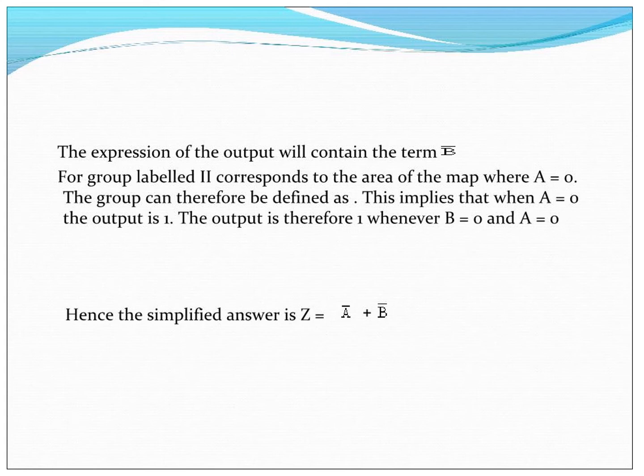Group label 2 corresponds to the area of the map where a is equal to 0. The groups can therefore be defined as when a is equal to 0, the output is 1. The output is therefore a 1 whenever b is equal to 0 and a is equal to 0. Hence, the simplified answer is z equal to a complement plus b complement.